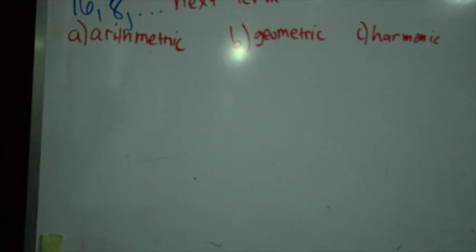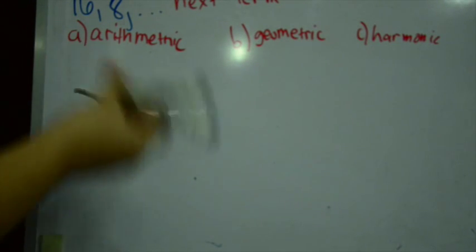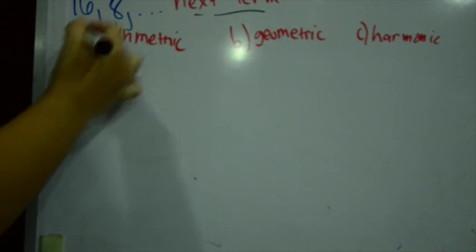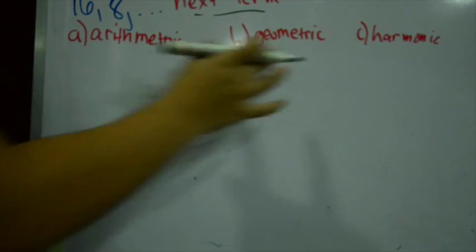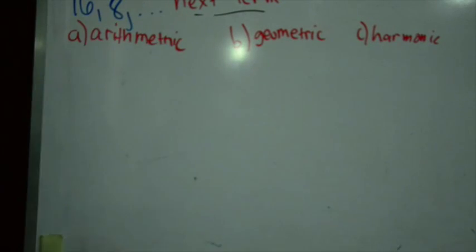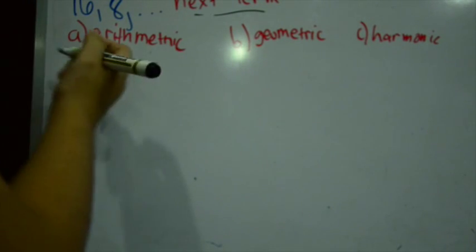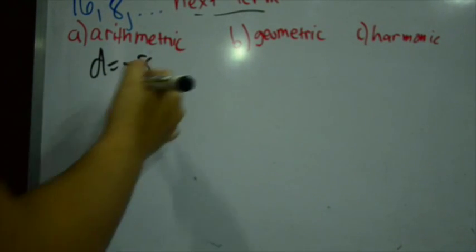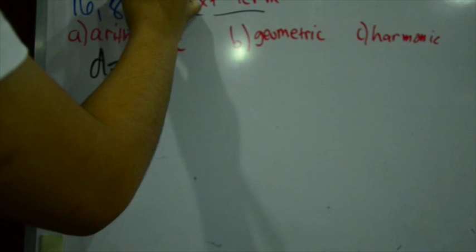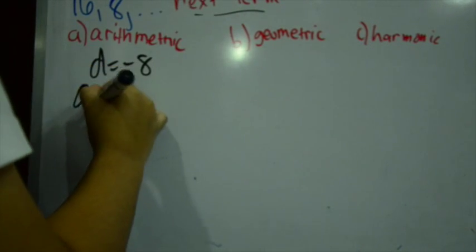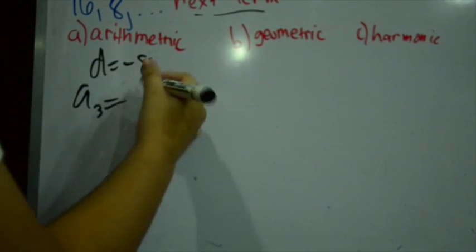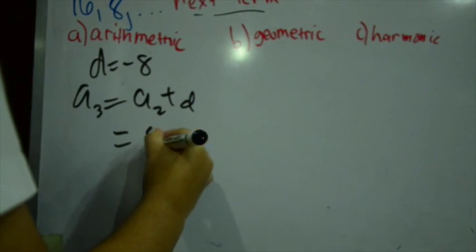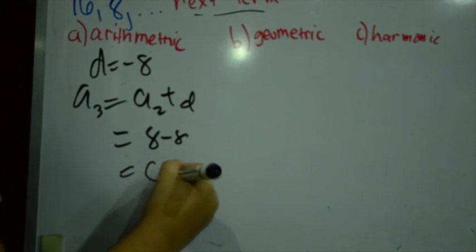To summarize everything, we're going to have this last challenge in which you need to find the next term of this sequence, if it is arithmetic, geometric, and harmonic. First, if it is arithmetic, our common difference is equal to -8. And our next term, a sub 3, using the recursive formula, is a sub 2 plus the common difference, minus 8, which is equal to 0.